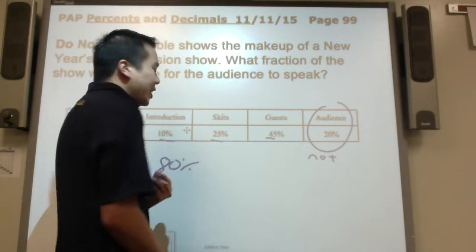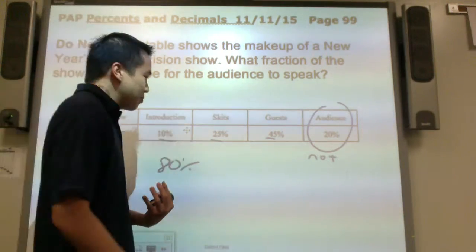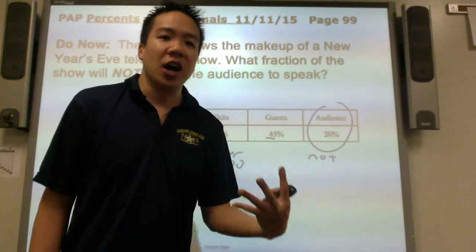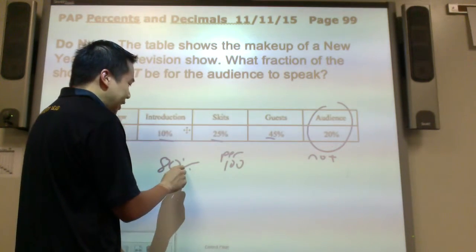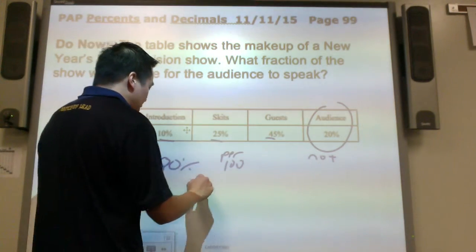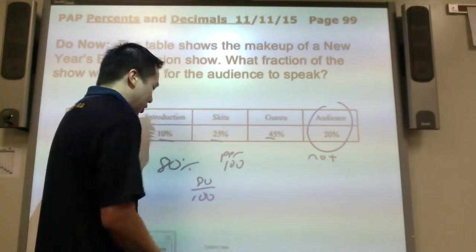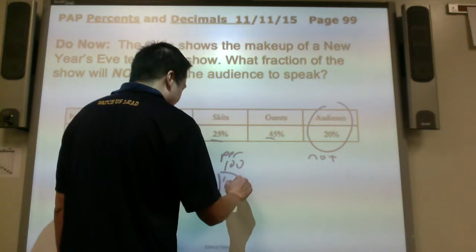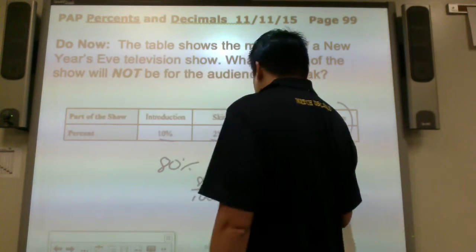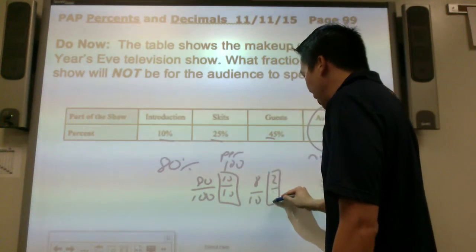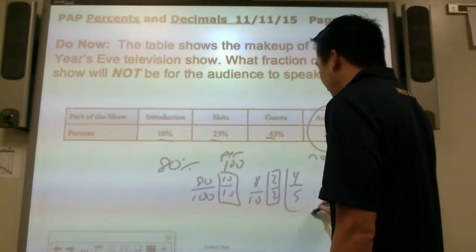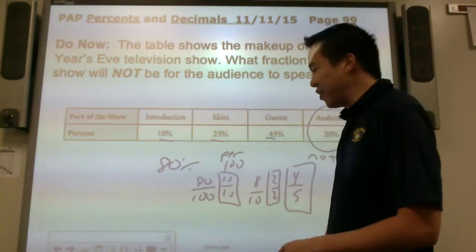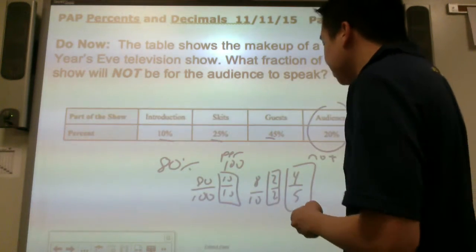So what is a percent again? Percent means per 100, out of 100. So 80% is 80 per 100, or out of 100. Can we now simplify this? I can divide by 10 and get 8/10. Then I can divide by 2 and get 4/5. Another way I could have done it, I could have divided both numbers by 20. That's the greatest common factor of 80 and 100.